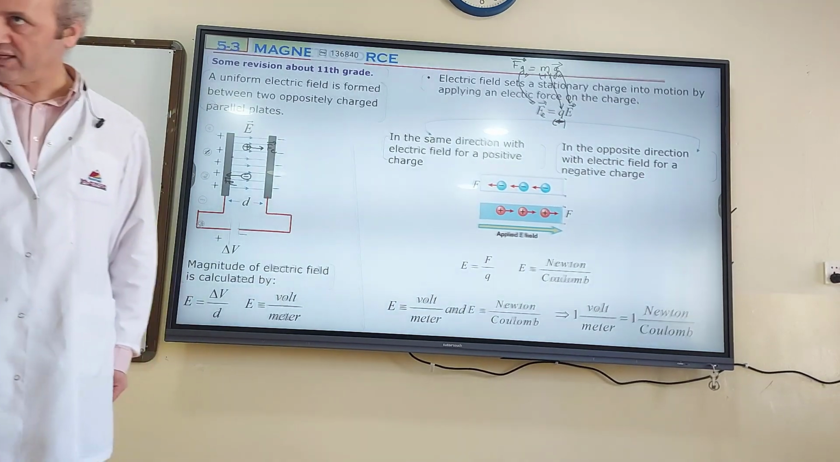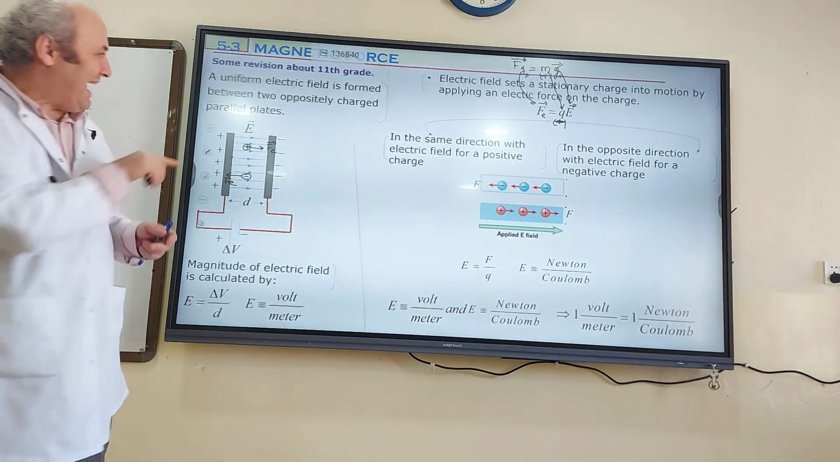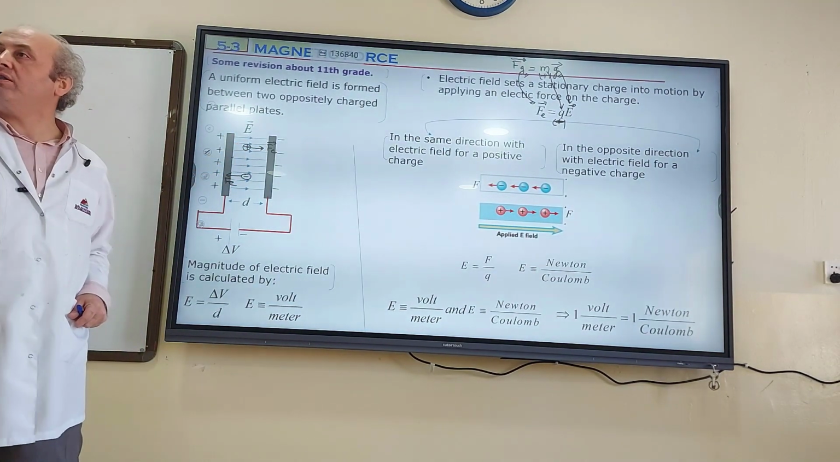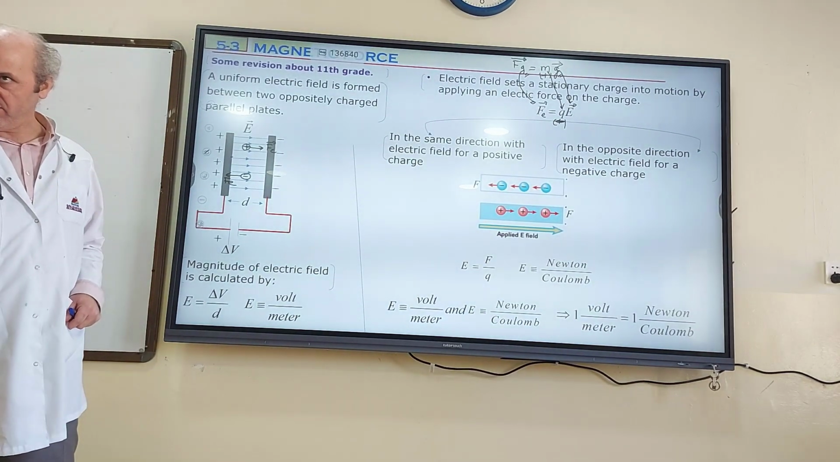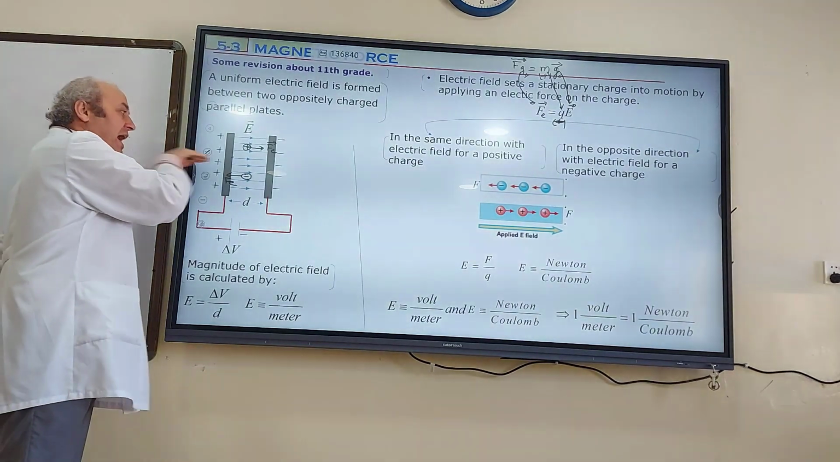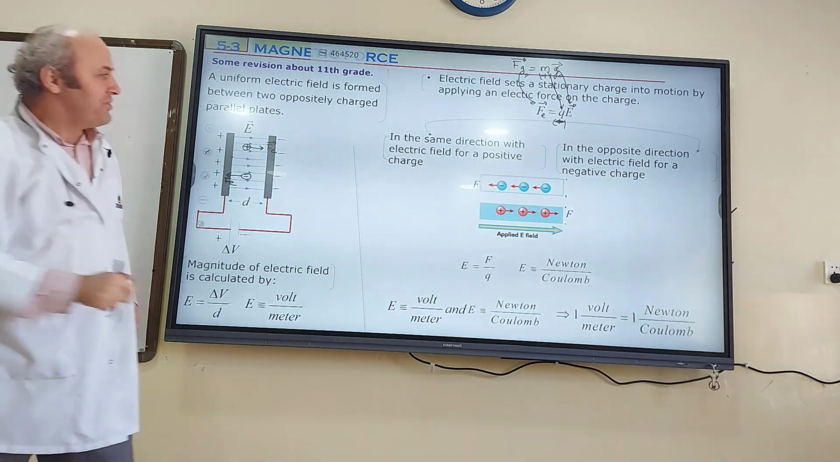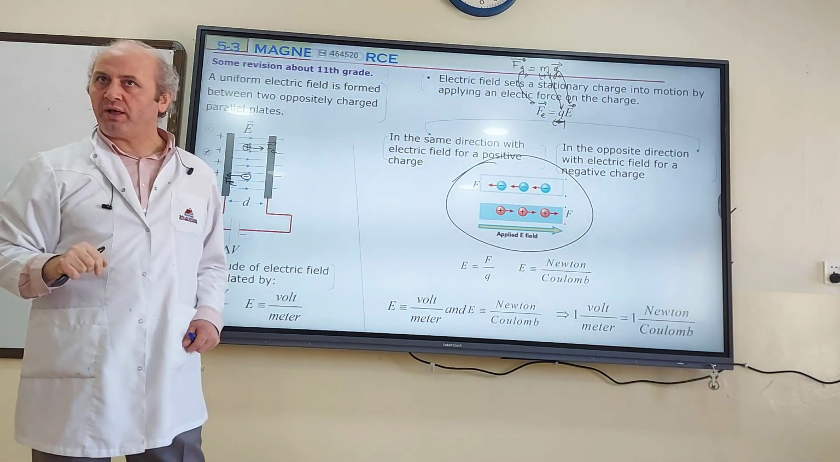This is the rule. I will take your question in just a minute. For positive charges, the electric force acting on the positive charge and the electric field are always in the same direction. But if the charge is negative, electric field and electric force are always in opposite directions. This picture is from chapter 9. We are going to talk about this in chapter 9 as well.